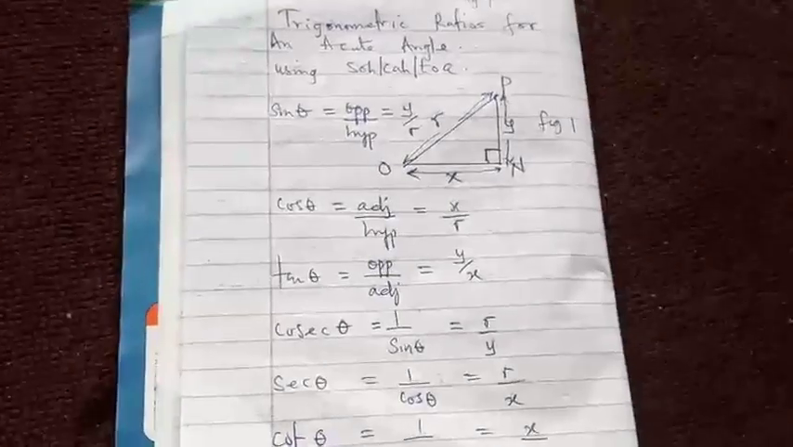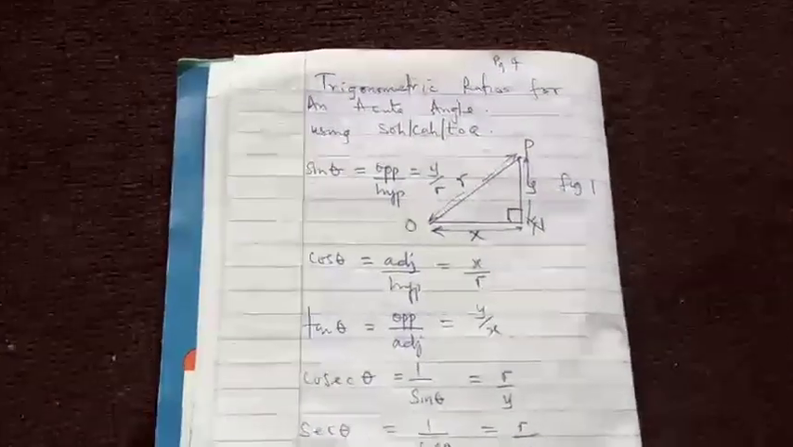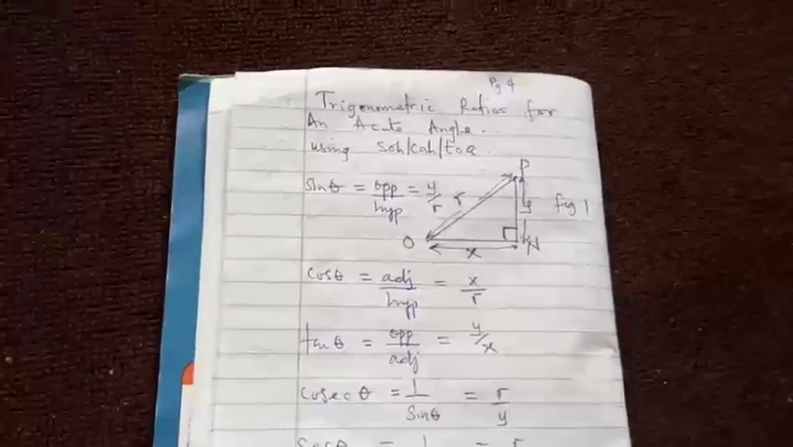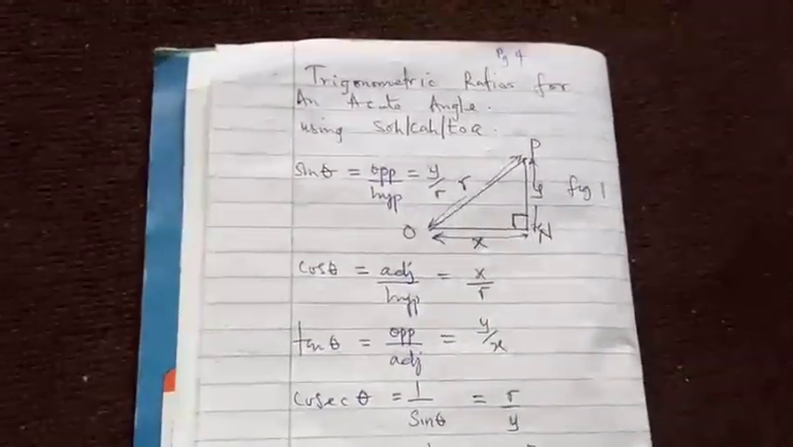On page 4, trigonometric ratio for an acute angle. An acute angle is an angle that lies between 0 and 90 degrees. In that diagram, ONP, N is angle 90. The capital N there is on angle 90 degrees.